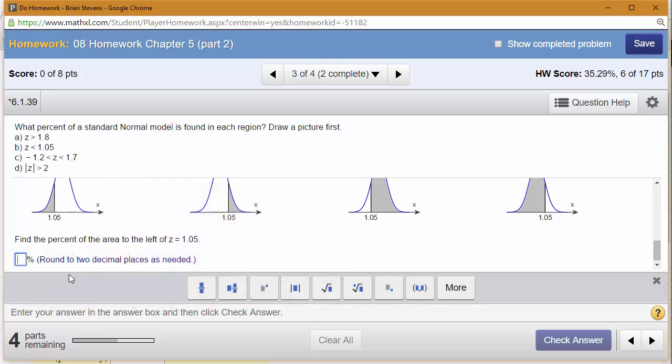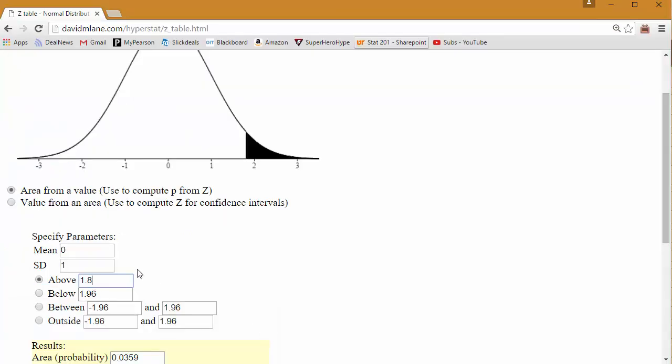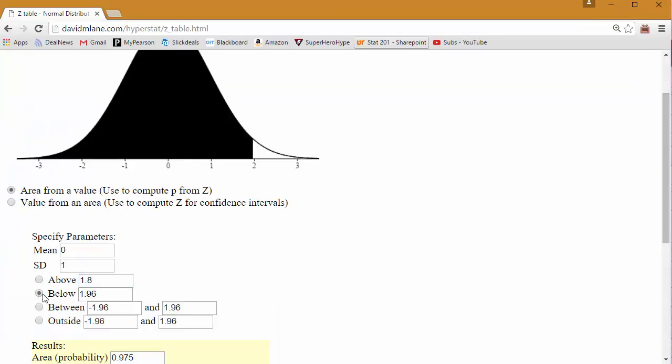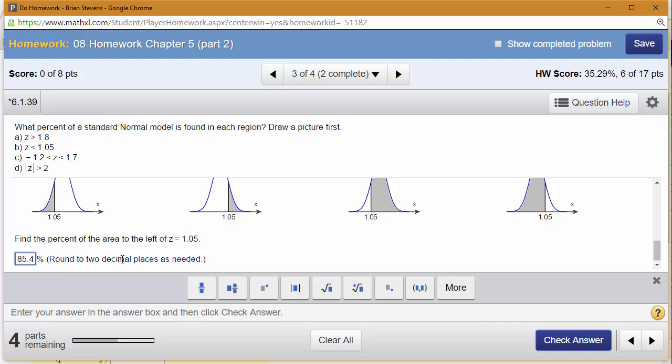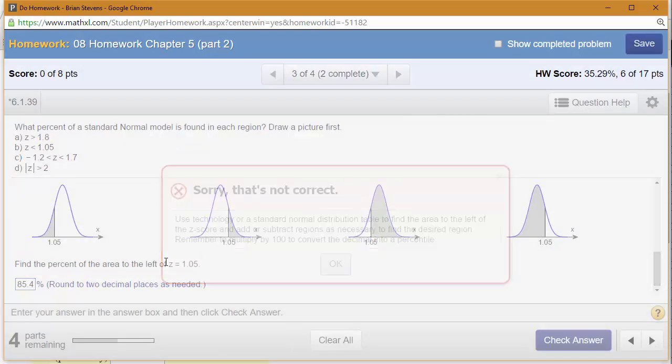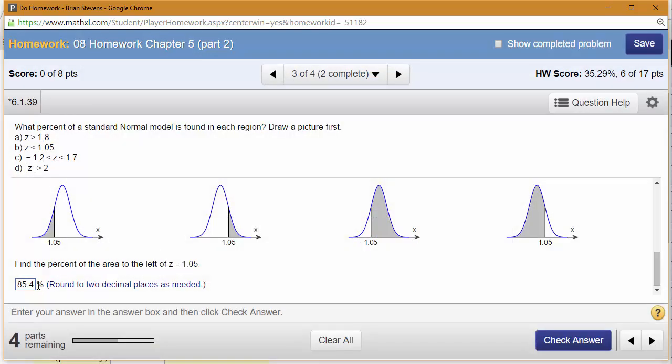So let's see. I'm going to say 85.4. So let's type it in here. I'm feeling it's going to be a little bit more than that. I should have gone a little bit higher. Below, and you want your graphic to match. And the answer is 85.3. Did I get it? Oh, will it accept it? It didn't. I need 2 decimals.